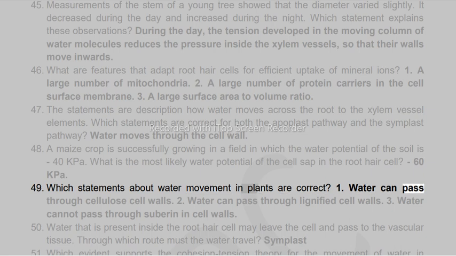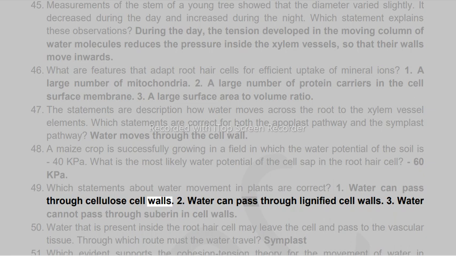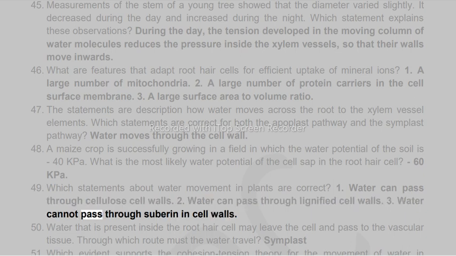49. Which statements about water movement in plants are correct? 1. Water can pass through cellulose cell walls. 2. Water can pass through lignified cell walls. 3. Water cannot pass through suberin in cell walls.